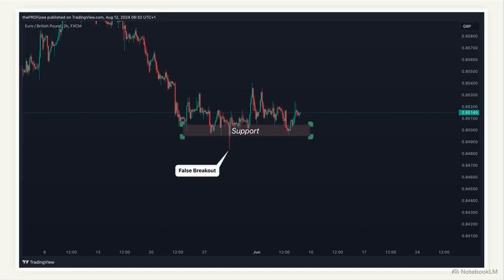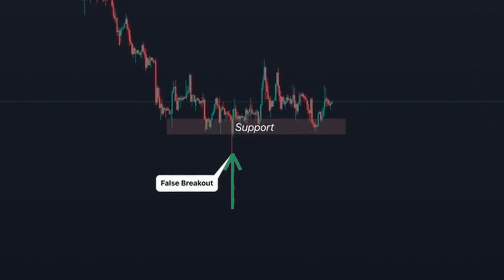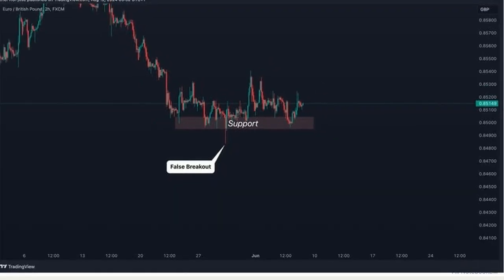This 2-hour euro to pound chart shows a strong horizontal support zone. Notice the long downward wick labeled false breakout. The price dipped briefly before buyers pushed it back up. Entering a trade here increases the risk of an immediate reversal.